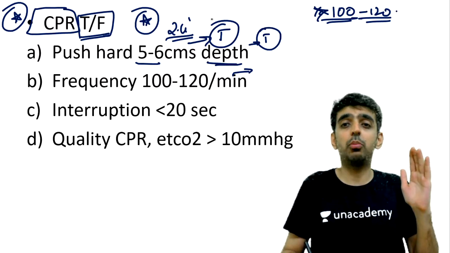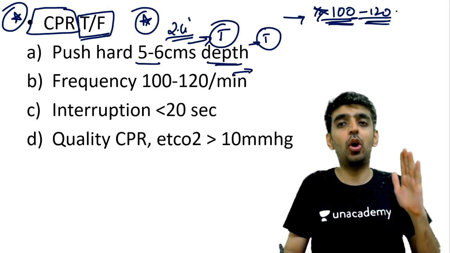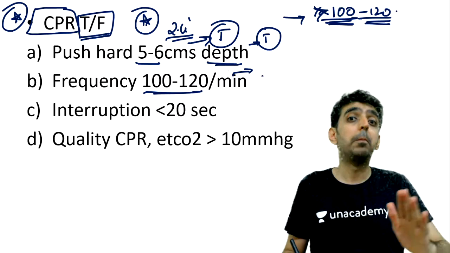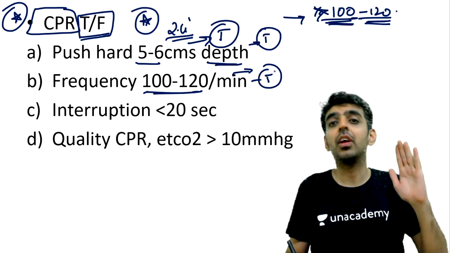So I was telling you about chest compression frequency. It has to be not less than 100 and not more than 120. It has to be in the range of 100 to 120, be it in adults, pediatric, or neonates. Everywhere the frequency is the same. So this is a true statement.